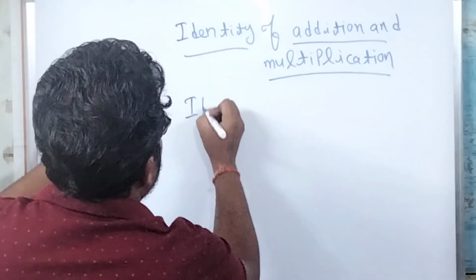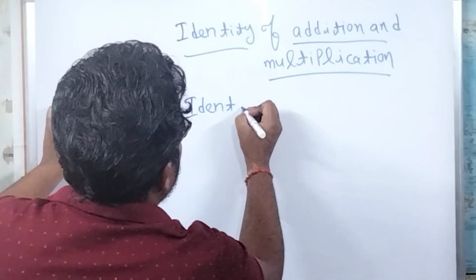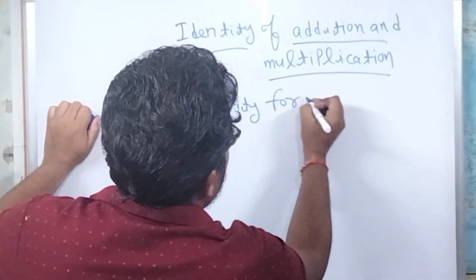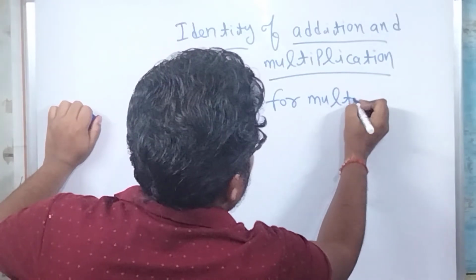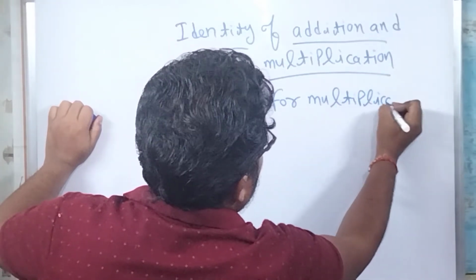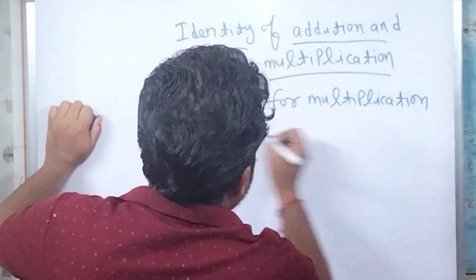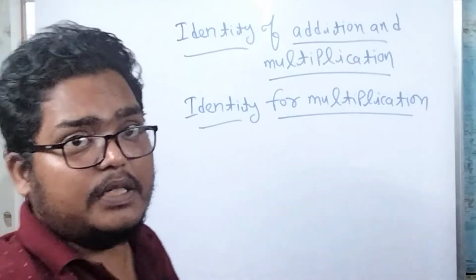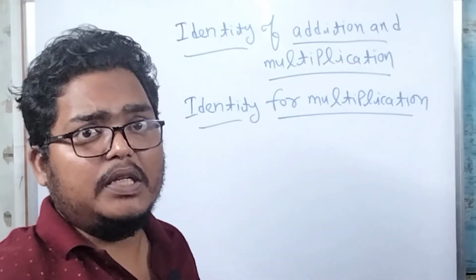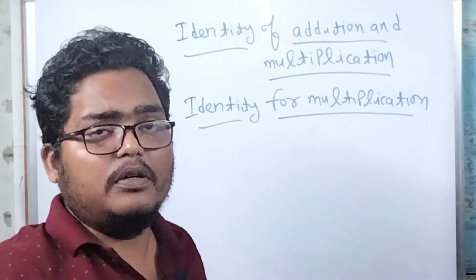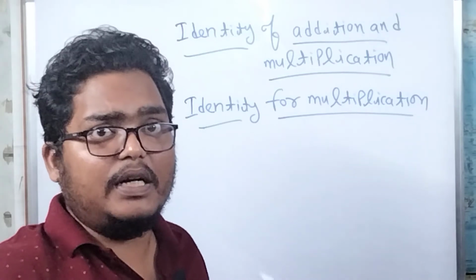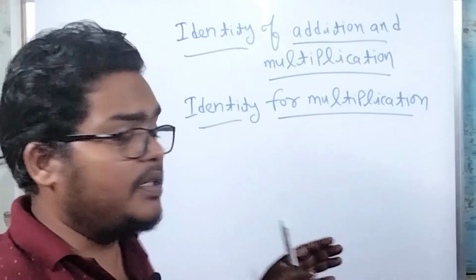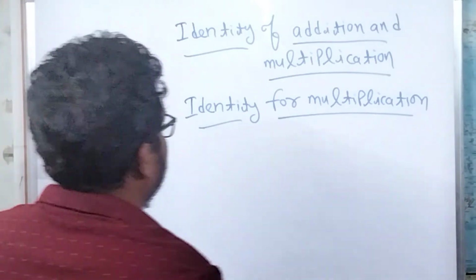Identity for multiplication. Friends, we know that 1 is the identity of multiplication. Any number in the world, when we multiply it by 1, the result is the number itself only. We see some examples.